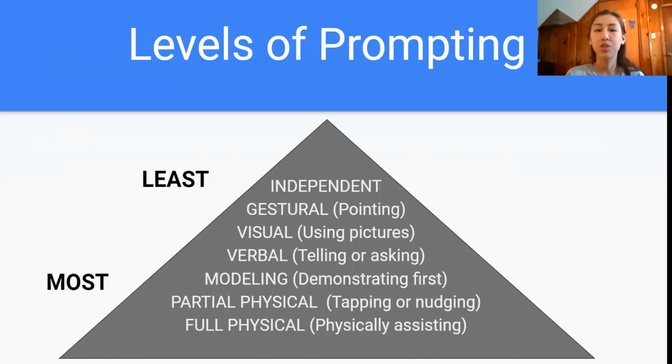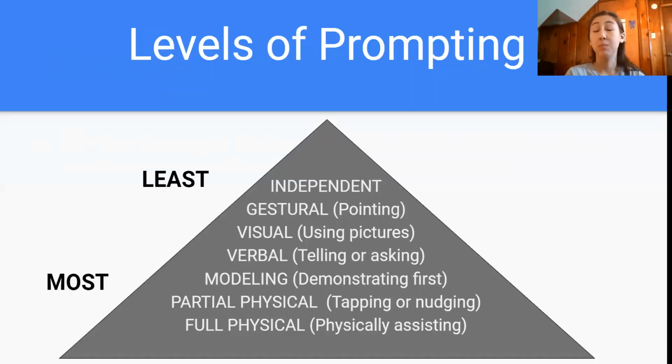Working up to gestural is if you just point at something. Visual could be picture cue cards. We have them in the bathrooms at JIT, if you've noticed that. V, verbal, is usually just giving straightforward directions. You see this very often, especially in the therapy center.